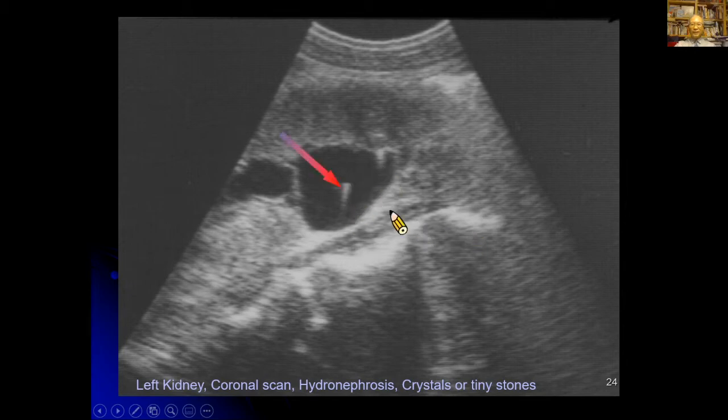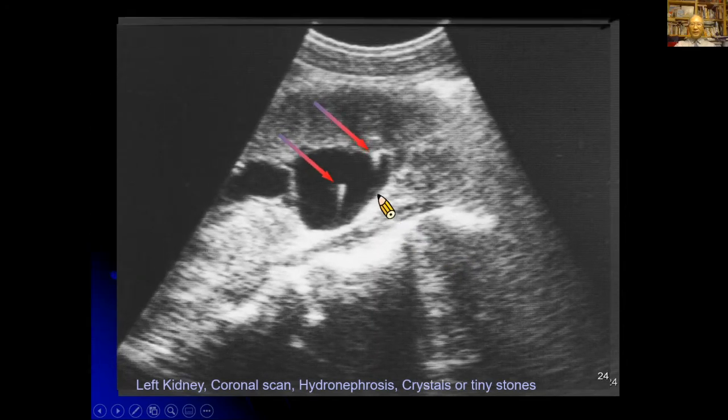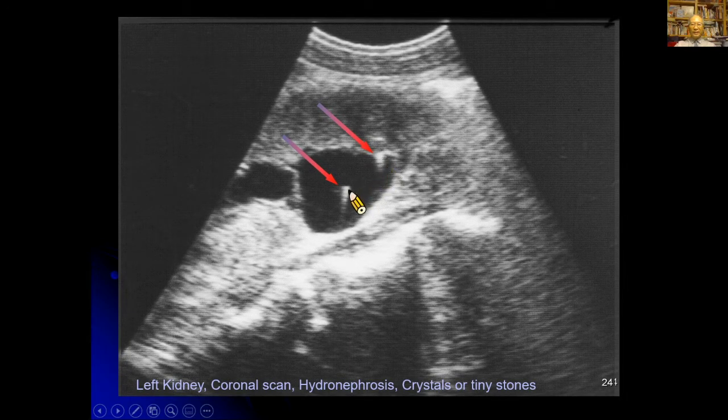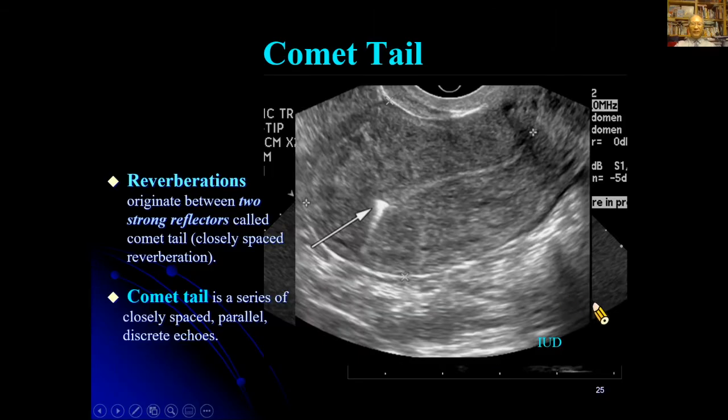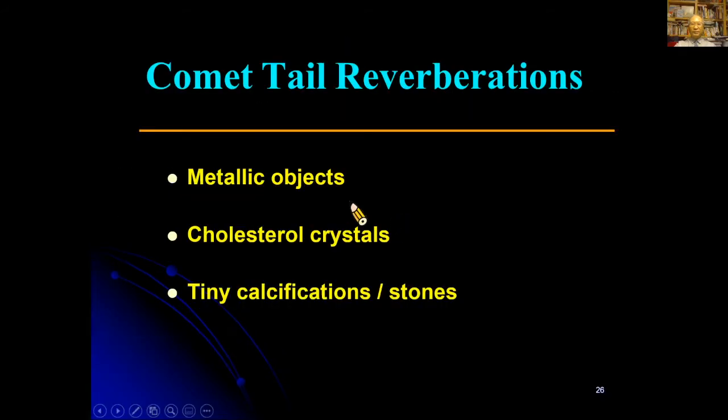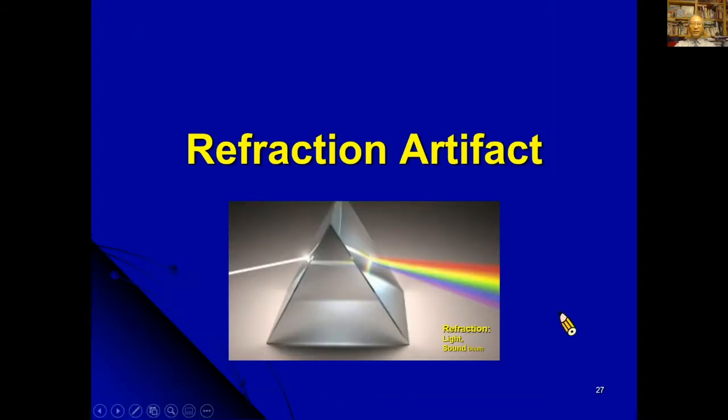So this is a kind of comet tail artifact caused by tiny stones or crystals in the hydronephrotic kidney. And here an IUD inside the uterine cavity. There's a comet tail artifact arising from the metallic object. And not uncommonly, you can see the artifact from crystals, tiny calcifications or small stones.